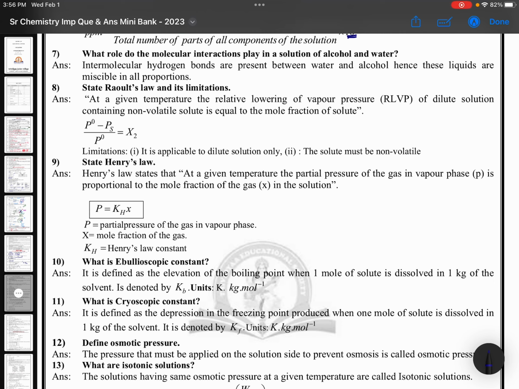What role do the molecular interactions play in a solution of alcohol and water? Alcohol is ROH, water is H2O. Between them hydrogen bonds will be there. Intermolecular hydrogen bonds are present. That's why alcohol is completely soluble in water.